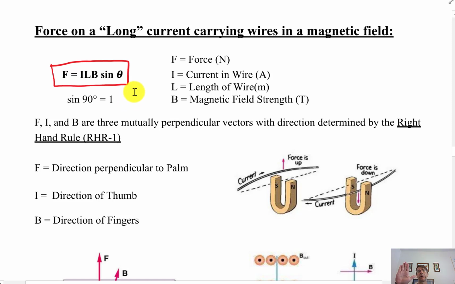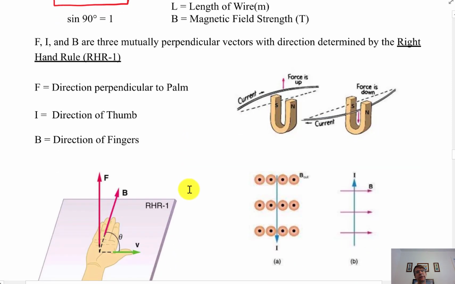Taking your palm as a stiff right hand, with your thumb sticking out and your fingers in one direction, your fingers will still be in the direction of the magnetic field. Your thumb now will be in the direction of the current. That's the idea of something moving, but your palm is still the force. So the only thing we're really changing is instead of V, you have I.